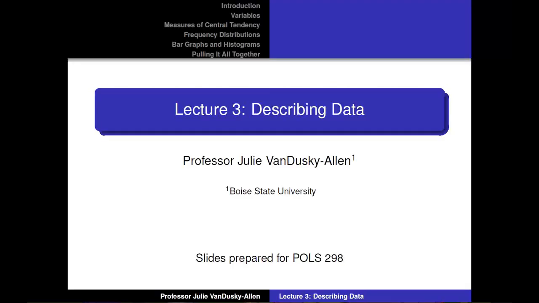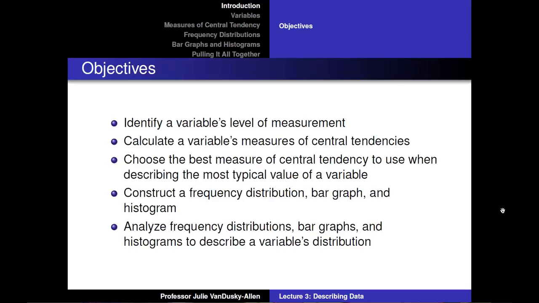This is Lecture 3, Describing Data. By the end of this lecture, you should be able to identify a variable's level of measurement, calculate a variable's measures of central tendencies, choose the best measure of central tendency to use when describing the most typical value of a variable, construct a frequency distribution, bar graph, and histogram, analyze frequency distributions, bar graphs, and histograms to describe a variable's distribution.